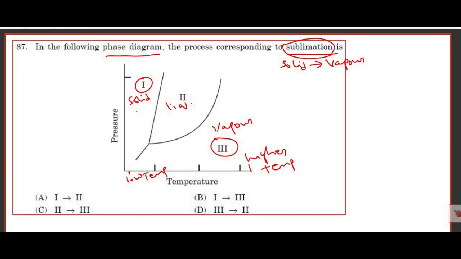Here, for sublimation, the solid directly goes into the vapor state without going to the liquid state. Hence, phase 1 to 3 is the correct answer. Here, phase 1 to 3, B is the correct answer. The solid state directly goes into the vapor state.